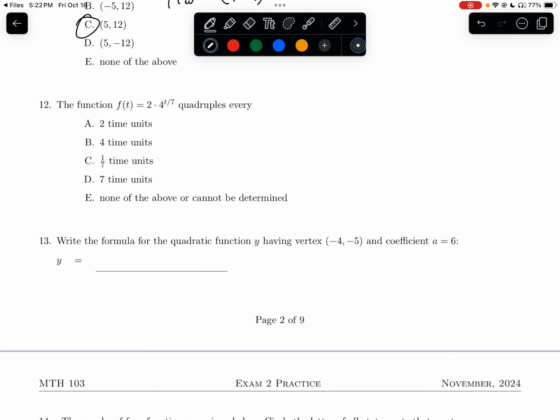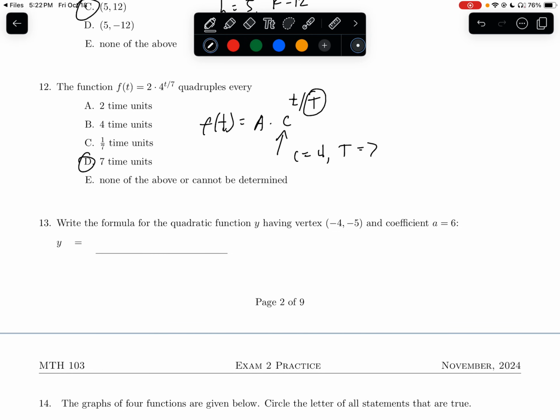This function quadruples every what amount of time? Well, remember that if we have a function that looks like a times some number c to the power t divided by T, then this function scales by the value of c. So if it's 4, it would quadruple every T, capital T, units of time. So if c is 4 as it is in this function, and then T is 7, it means that it's quadrupling, multiplying by 4, every 7 time units, and that would be d.